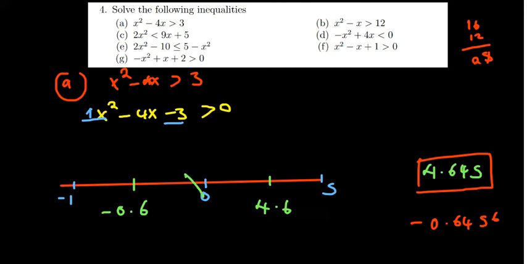If you're not satisfied, you can also try another one. I believe 1 is also still between negative 0.6 and 4.6. So if I get a 1, I plug it into the equation. 1 squared will be 1. Negative 4 times 1 will be minus 4. So we'll get 1 minus 4 minus 3, we'll get the minus 6 there. That is also not true. Negative 6 is not greater than 0.